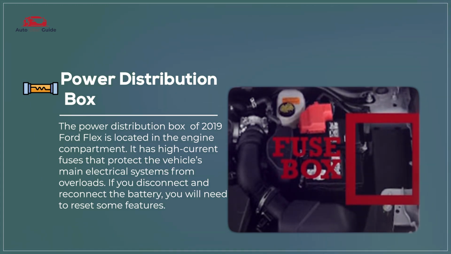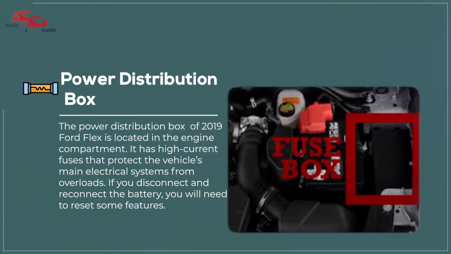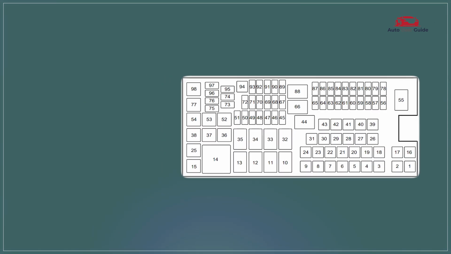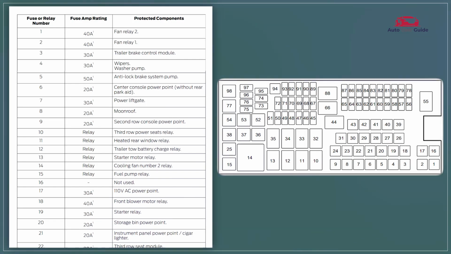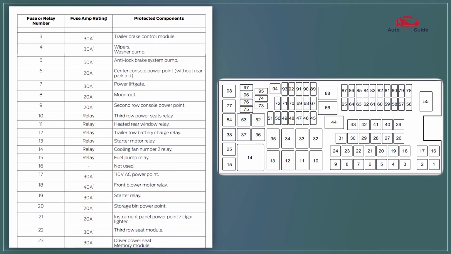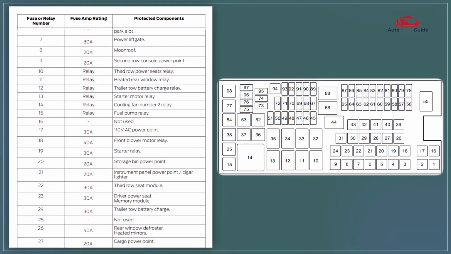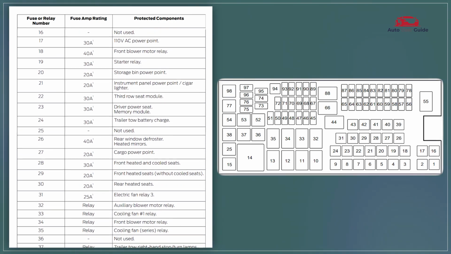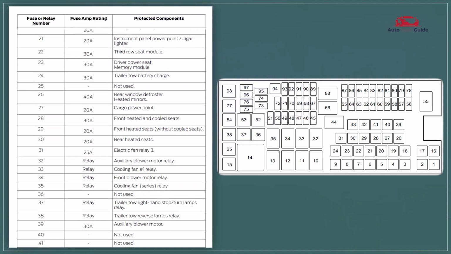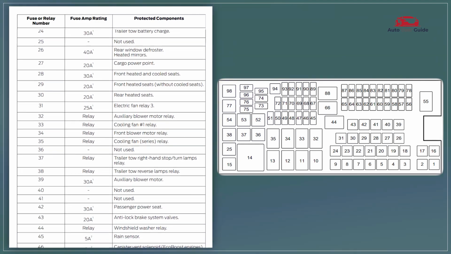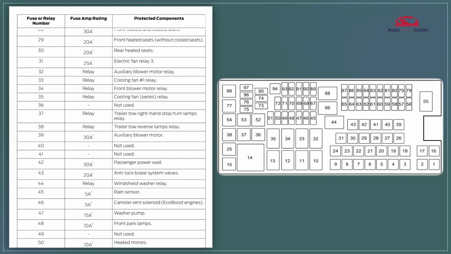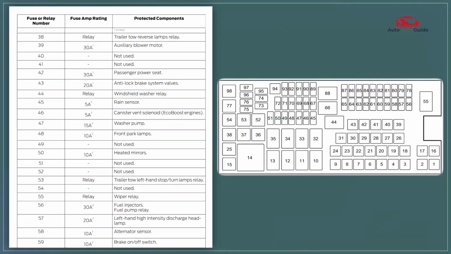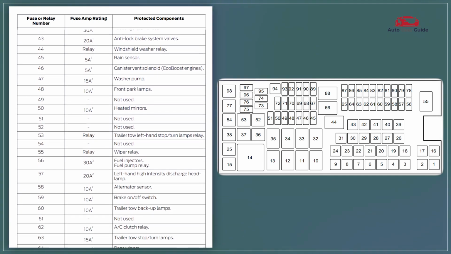Power distribution box. The 2019 Ford Flex power distribution box provides centralized control over fuses and relays for essential vehicle systems, ensuring reliable power flow. It safeguards circuits for features like lighting, engine control, and climate systems. Accessible under the hood, it enables quick troubleshooting and component replacement.